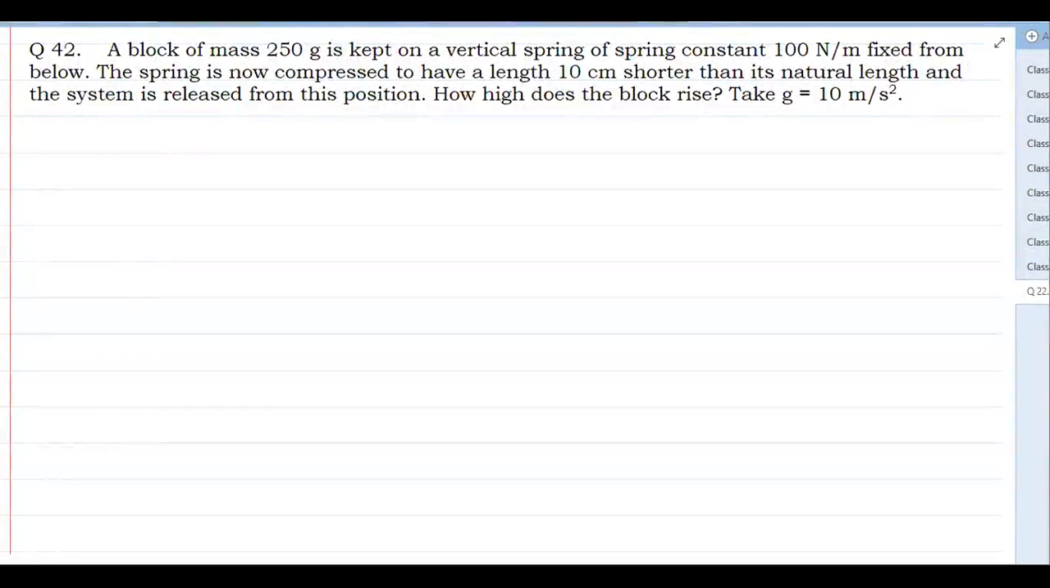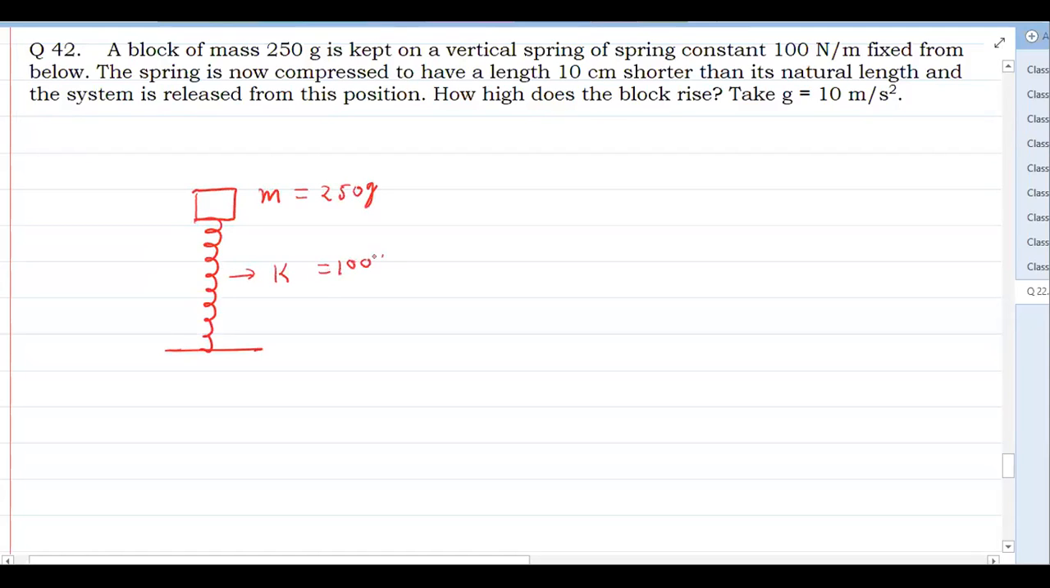A block of mass 250 gram is kept on a vertical spring of spring constant 100 Newton per meter. So we have a vertical spring, suppose like this, and a mass of 250 gram is kept on it. The spring constant K is given as 100 Newton per meter, fixed from below.